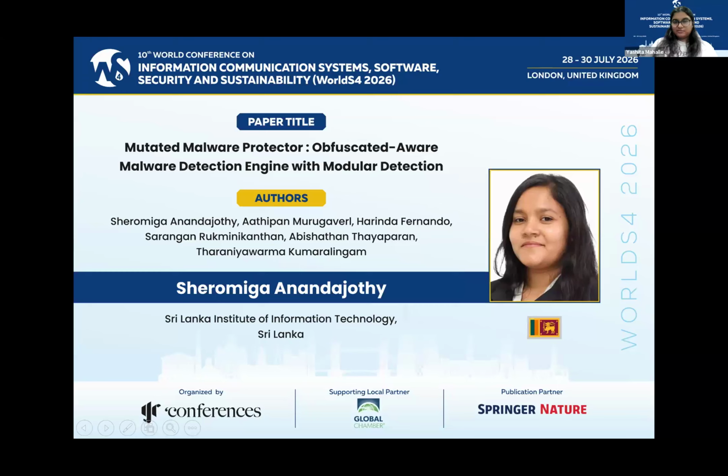So, we are on the last presentation for today, and we have Sheromega and Jyoti. Sheromega, are you present in the session? Yes, I am in. So, she's here to present her paper, which is Mutated Malware Protector, obfuscation-aware malware detection engine with modular detection. You can start presenting, Sheromega.